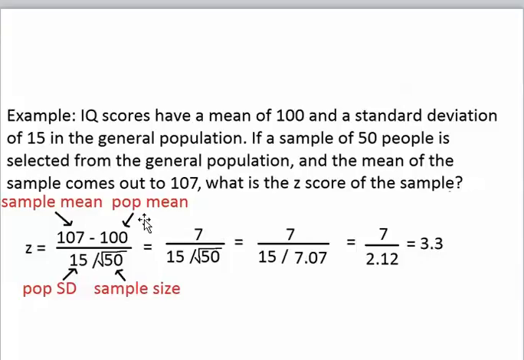To get the z-score, we subtracted the sample mean by the population mean, and we got 7. Then we found the square root of 50, and it came out to 7.07. Then we divided 15 by 7.07 and got 2.12. Then we divided 7 by 2.12, and we got the z-score. And it makes sense that this z-score came out to a positive number because the sample mean is above the population mean.